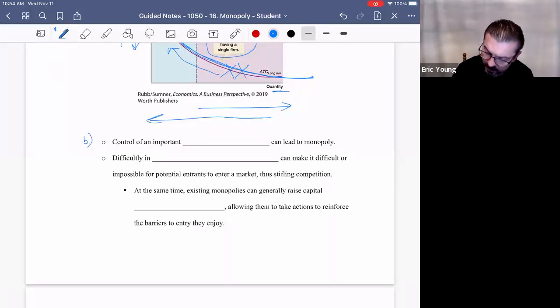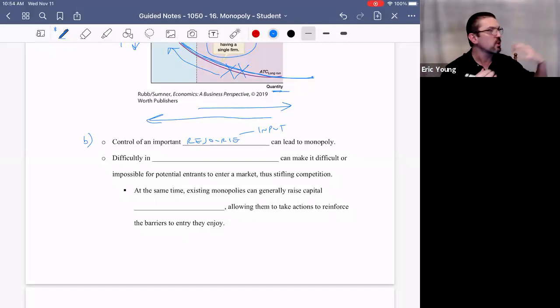Another barrier to entry, control of an important resource. Or seen a different way, control of another input. Remember, production processes, you take raw materials, resources, inputs, the factors of production, and you convert those to finished products. Well, if a company is able to secure control of an important resource, then they're able to monopolize production, okay?